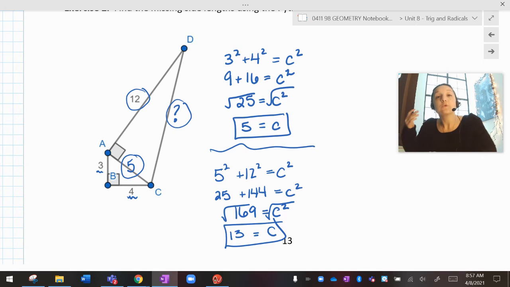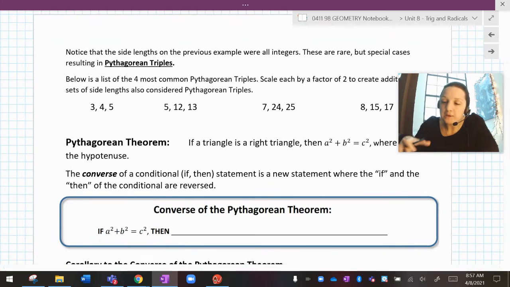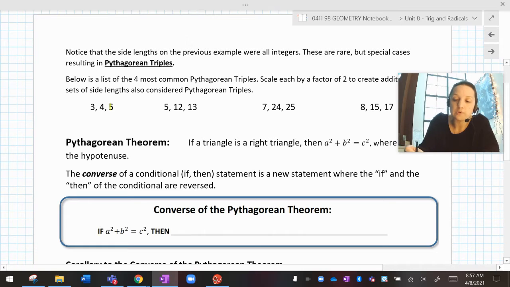All right. So that's how Pythagorean theorem works. But the power behind Pythagorean theorem actually extends beyond finding the missing side. It extends to some other things. Now, one thing that I want to bring up is that when you do the Pythagorean theorem and everything's a whole number, that's going to create what's called the Pythagorean triple.